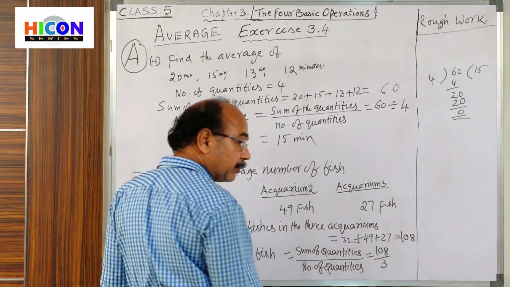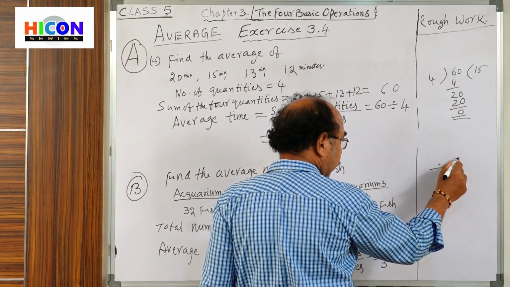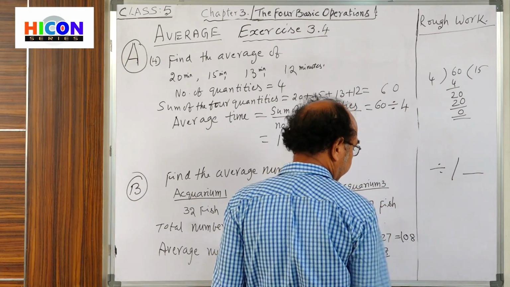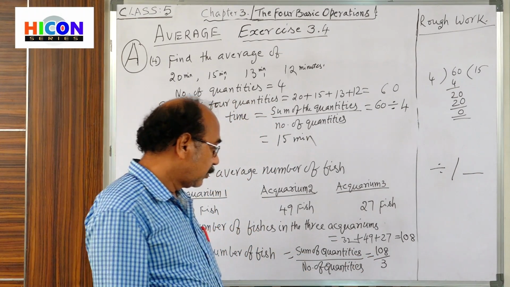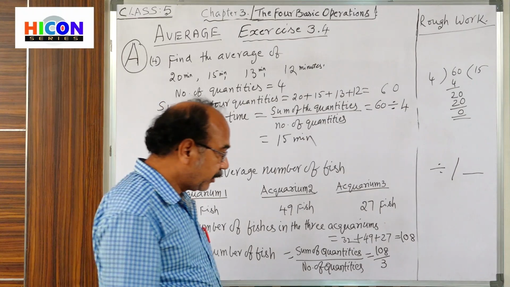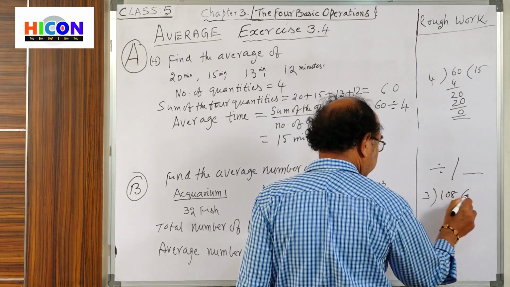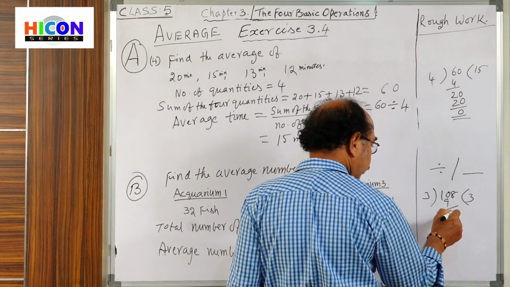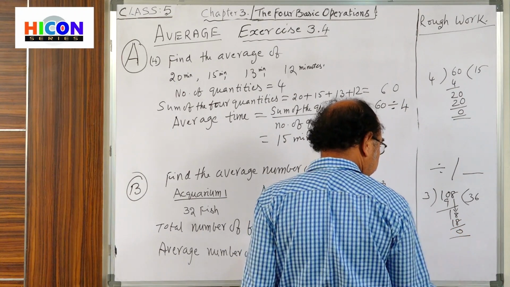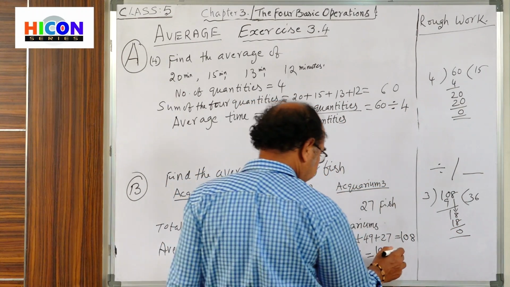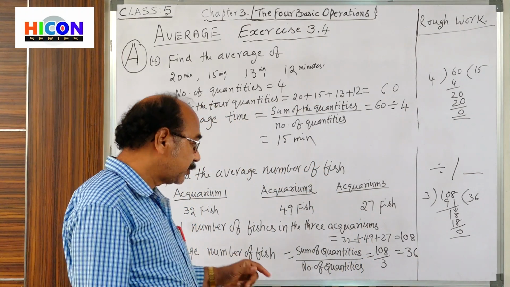This is the symbol of by. The by symbol we can write in different ways. Like this we can write, like this also we can write, and like this also we can write. So, this is the symbol for division. 108 divided by 3. 3 threes are 9. Here 1 remainder now. Bring down 8 now. 18. 3 sixes are 18. So write here 36. The average number of fish is equal to 36.